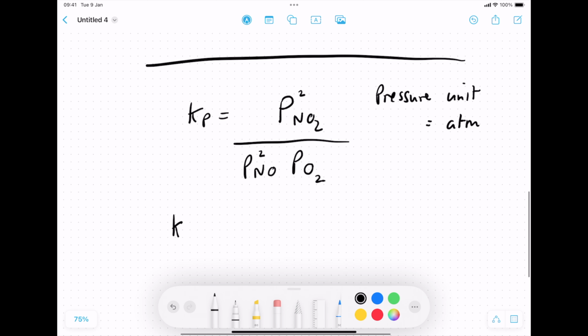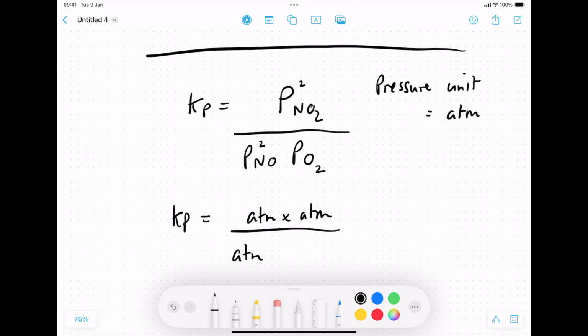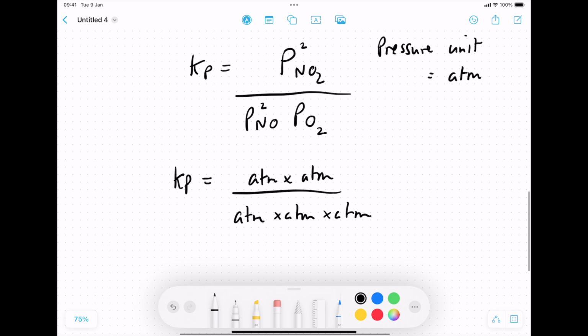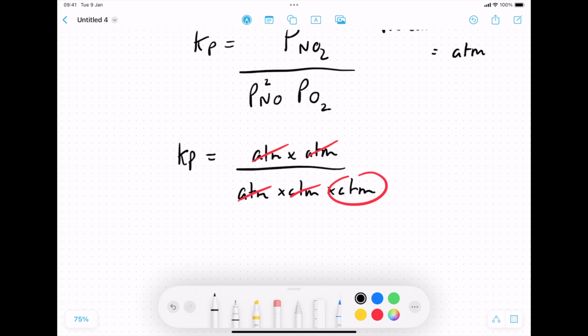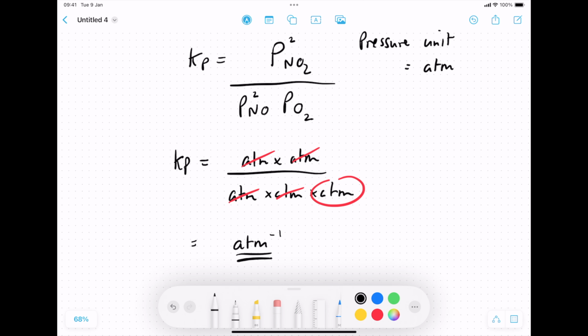So we end up with Kp equals atmospheres times atmospheres divided by atmospheres times another atmosphere. And again we have the same situation where we can cancel out common terms on the top and the bottom. So that with that, that with that, leaving us with atm. And then that can be taken to the top. It becomes atm to the -1. So that would be the unit for Kp for this particular reaction.